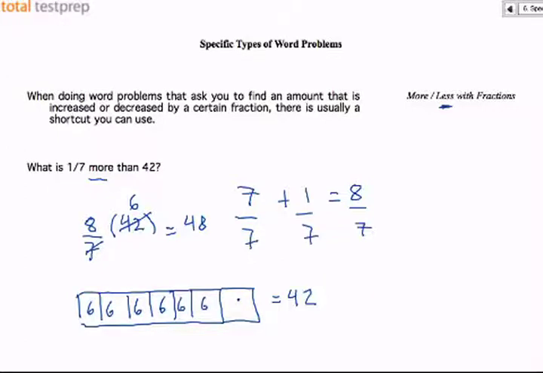If you want a seventh more than this, you need to add one more seventh. When you add one more seventh, you're in other words adding another 6. 42 plus 6 is 48, because you now have 8 of the sevenths. You used to have 7/7, now there's 8.